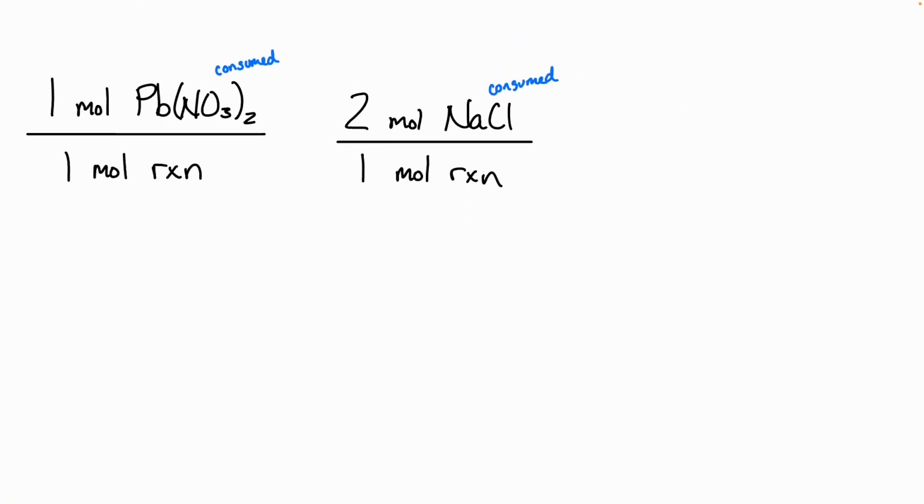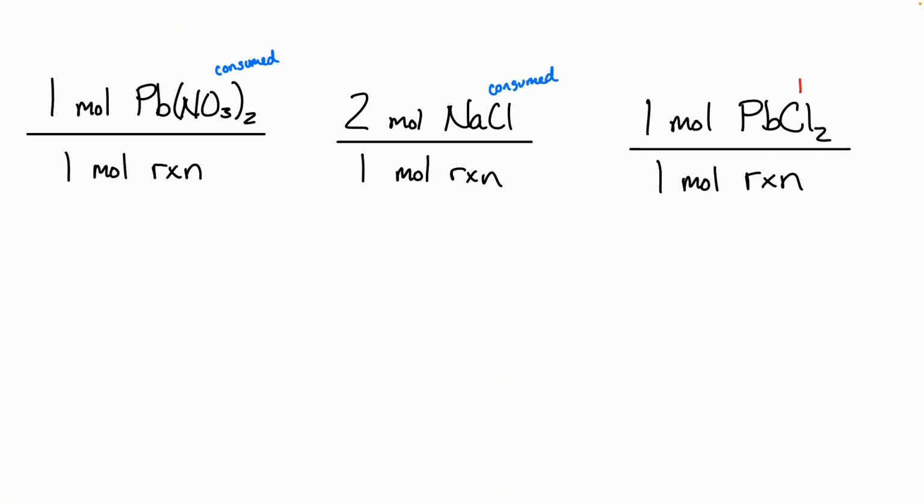All right, so again, just like before, we can look at our balanced chemical equation and we can get a whole bunch of these stoichiometric ratios. And these tell us how much reactant is consumed, or in the case of a product, how much product is produced per mole of reaction that occurs.